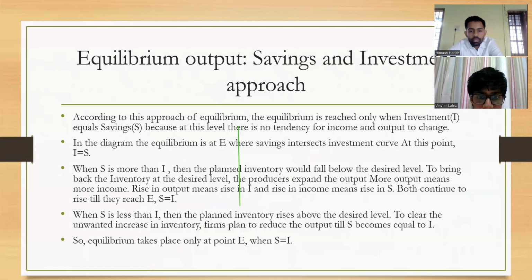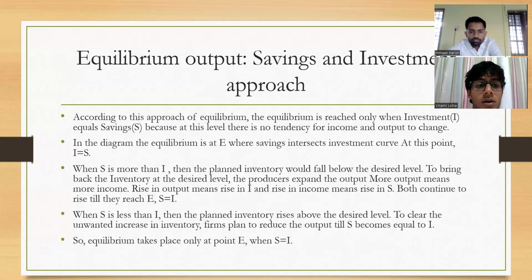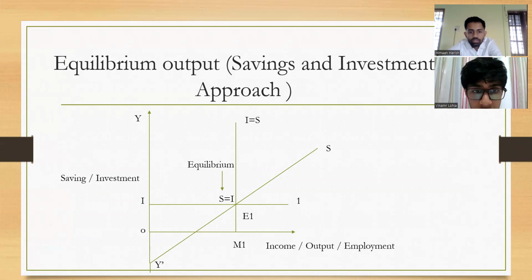So rise in output means rise in I, and rise in income means rise in S. Both continue to rise till they reach E. One second. Rise in output means rise in I. But is I investment or income? I is investment. So how can we say rise in output equals rise in investment? Because income is Y, right? Income is Y, it is on the Y axis. So how are we saying that S is increasing because of the increase in output?